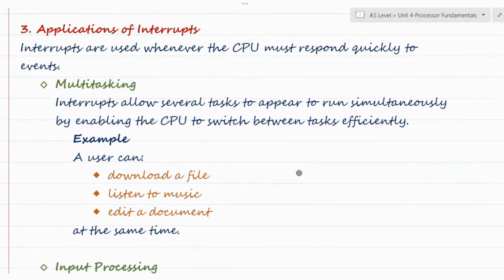Now let's see where interrupts are actually used, their application areas. Interrupts are used whenever the CPU must respond quickly to events. First application is multitasking. Interrupts allow multiple programs to appear to run at the same time. For example, you may download a file, listen to music, and edit a document at the same time, right?